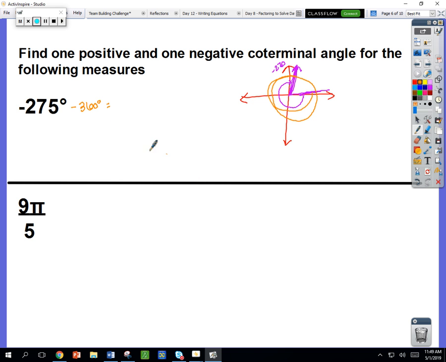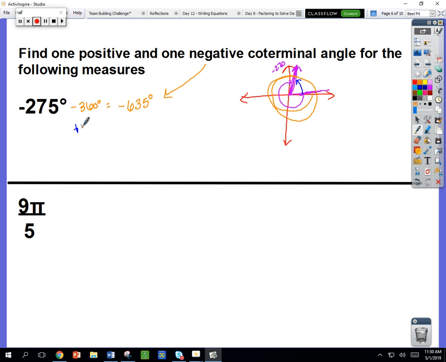And that's negative 635 degrees. So that would be a negative coterminal angle. And then I could also, instead of going the negative direction, just go this way and hit it in the positive direction. So to figure out what that is, I would take negative 275, the one I started with, and add 360 to that. So like just going back this way, and that's 85 degrees.